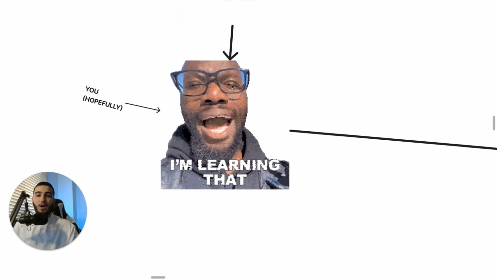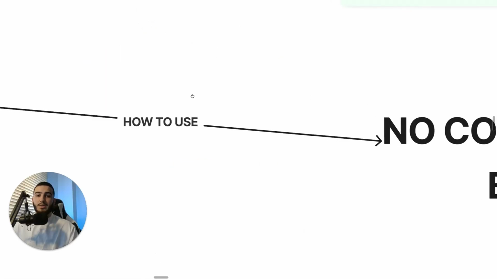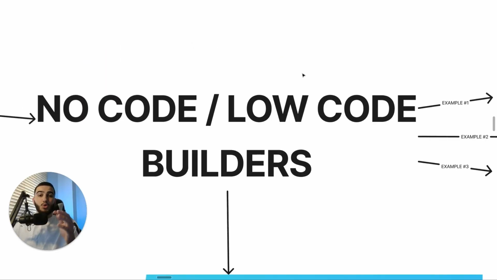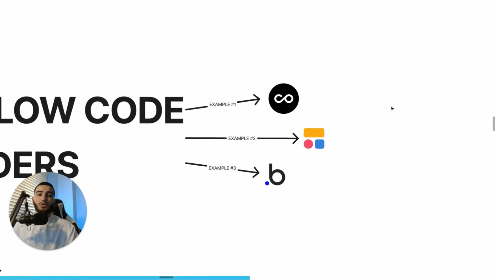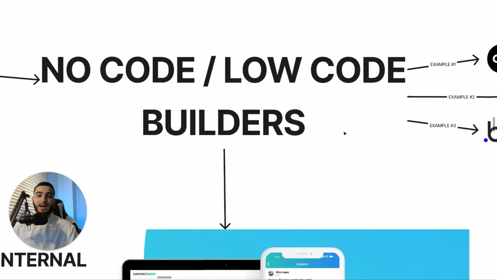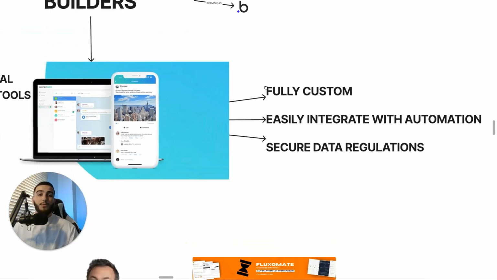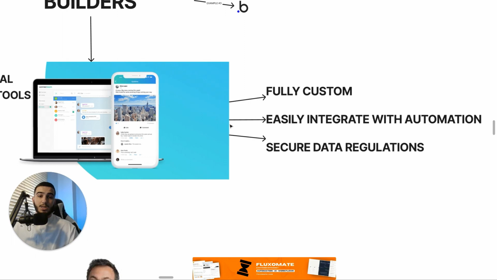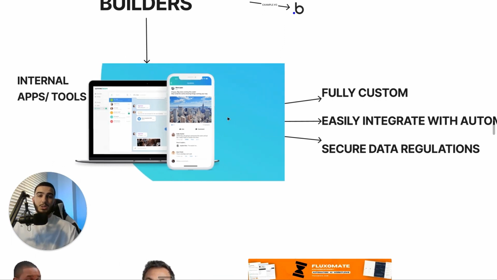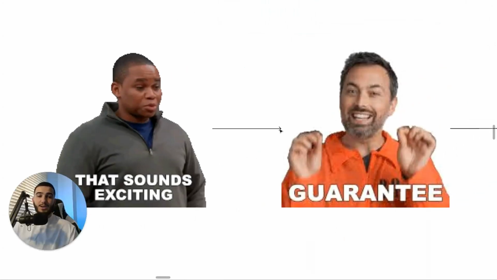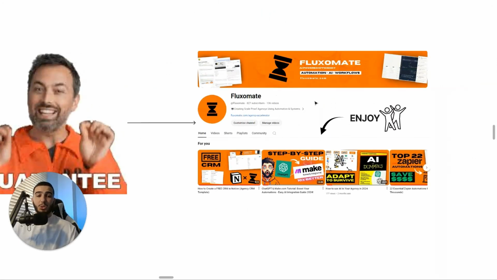My goal for this video is that hopefully at the end of this video, you understand how you can actually use these no-code and low-code builders like NoLoco, like Softr, like Bubble to actually build different internal apps or tools for your own business, which are fully custom, integrate easily with automation, and actually have secure data regulations when it comes to sharing data with different team members. If any of that sounds exciting or interesting, then I can guarantee you'll enjoy this video. So let's actually get straight into how we're going to be building out this recruitment system.